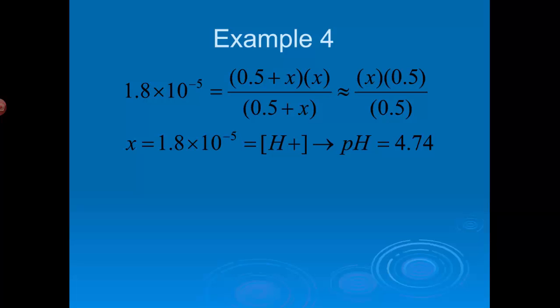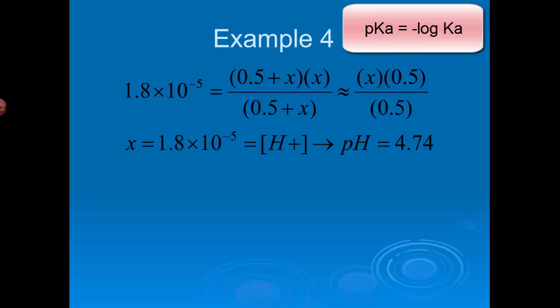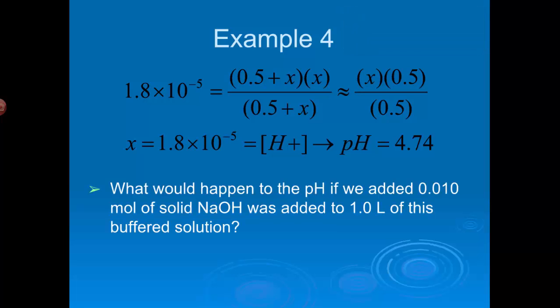Preview of coming attractions. Since H plus and Ka are exactly the same when our concentrations of weak acid and base are exactly the same, the pH is essentially equal to something called pKa. Remember, the little p in front of pH means negative log of H plus concentration. pKa means negative log of Ka. That'll be important later on.